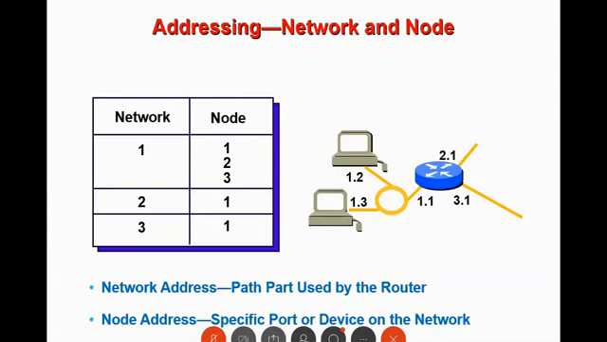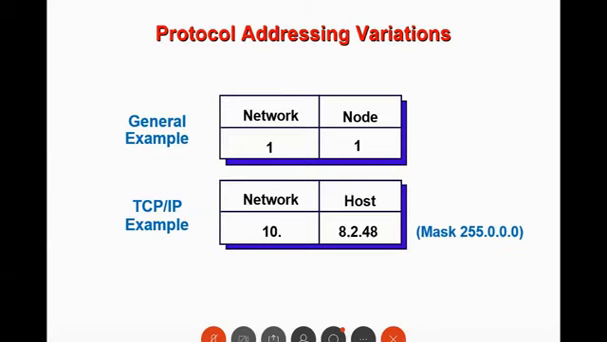A network is a group of entities and the node is the port of a device in which this network got terminated or connected. The network address is the path used by the router, and the node address specifies the port or device on a network. In protocol addressing, we talk about network 1 and node 1. That means in network 1, in one of the devices, at node 1, one port is connected. So that is called node 1.